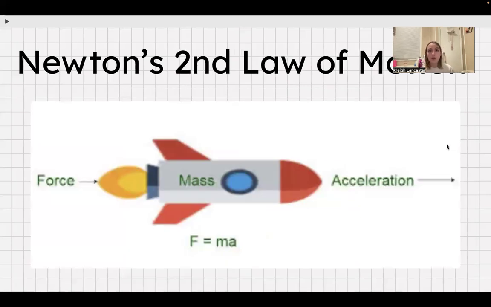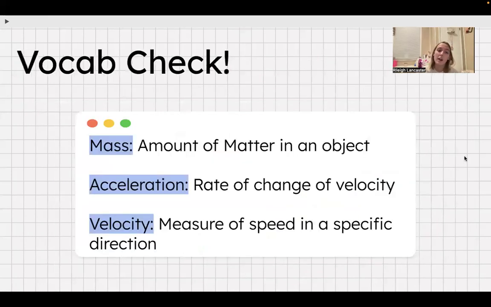So now that we've talked about that, we can talk about Newton's second law of motion. We have a force. We just talked about a force. Can anyone tell me what a force is? Thank you. We have a mass and we have an acceleration. Oh my gosh, new vocab alert again. I want us to write down mass, acceleration, and velocity in our notebooks. Mass is the amount of matter in an object. We talked about this back in our matter unit.